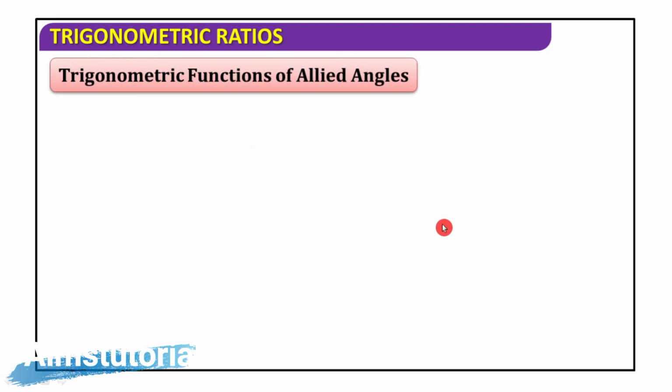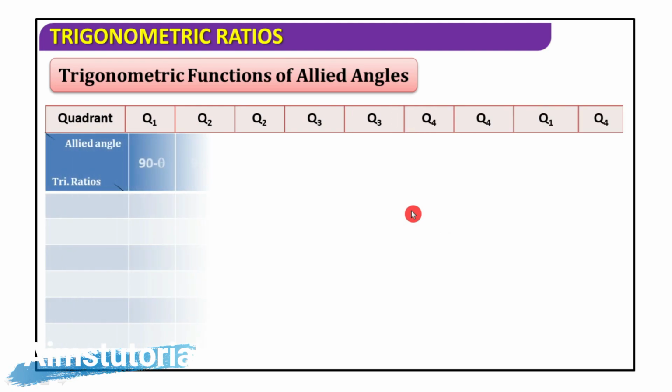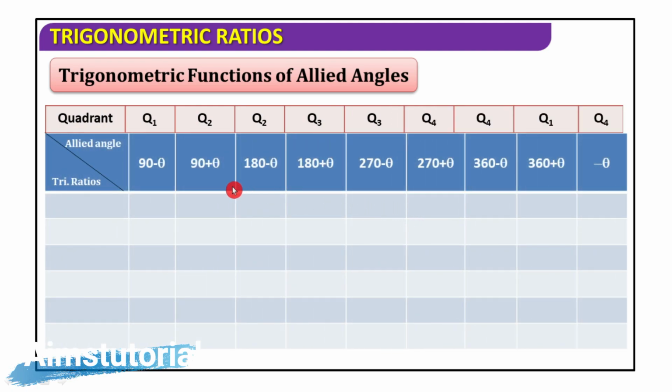Trigonometry functions of allied angles. Quadrant 1, 2, 3, 4. In quadrant 1 the angle is 90 minus theta. In quadrant 2, 90 plus theta or 180 minus theta. In quadrant 3, 180 plus theta, 270 minus theta. In quadrant 4, 270 plus theta or 360 minus theta. In quadrant 1, 360 plus theta also represents quadrant 1, and minus theta is quadrant 4.